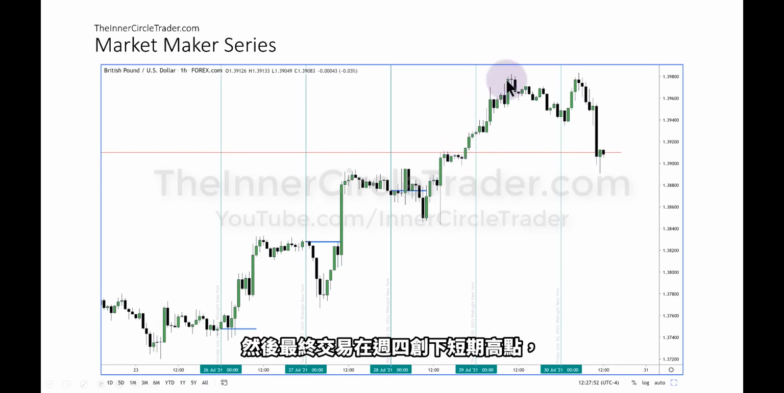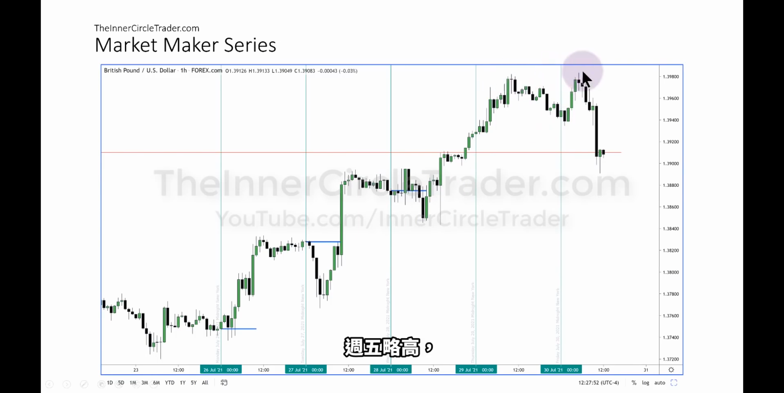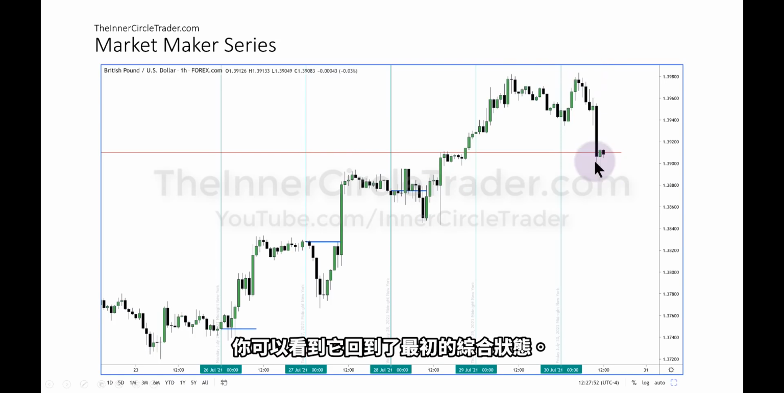Then ultimately we trade, creating a short-term high on Thursday, slightly higher on Friday, and then the profit-taking model kicks in, and you can see it returning back to that original consolidation.